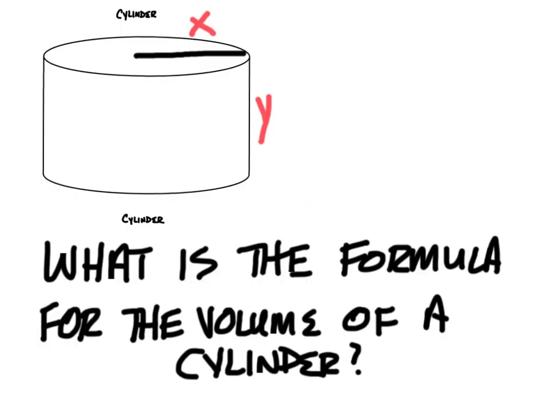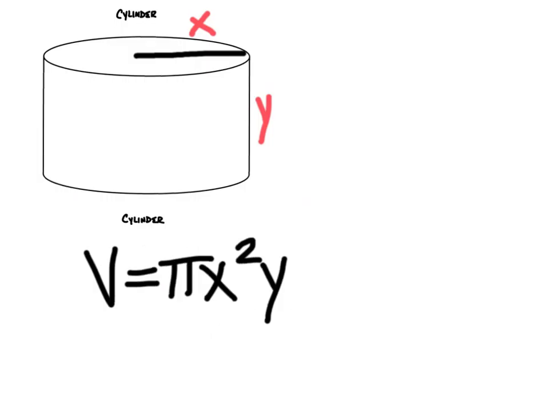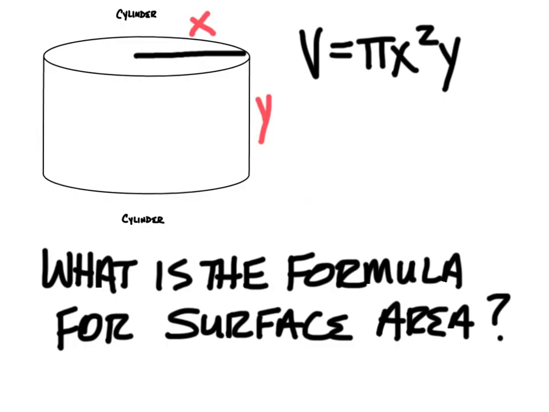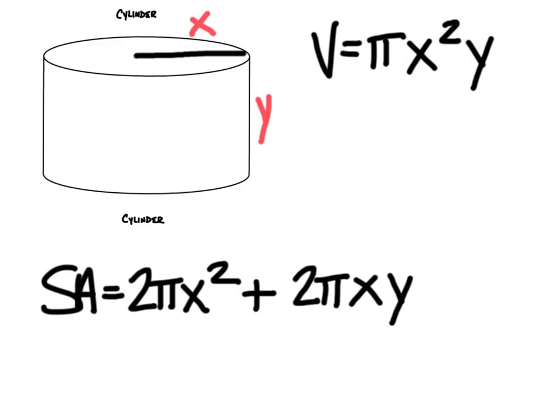So the first question is, what is the formula for the volume of a cylinder? So we'll have volume equals pi x squared times y. We'll use the variables we have in there. So what is the formula for the surface area with relation to x and y? So your surface area should be 2 pi x squared plus 2 pi xy.